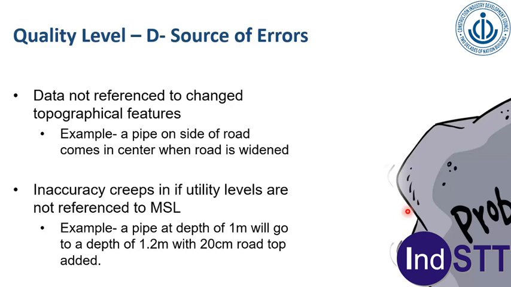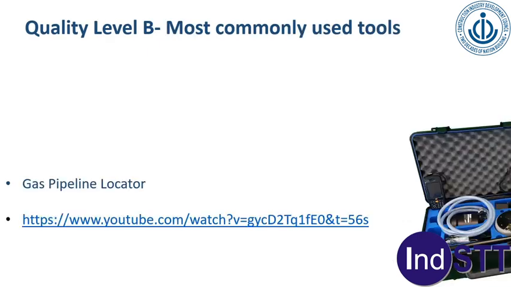Then we have acoustic locators, which are used to detect very small water house connections, etc., which cannot be detected using GPR because of size issues. And we have separate gas pipeline locators. There are references here where you can go and look in detail at all these techniques. So this is what comes under quality level B.